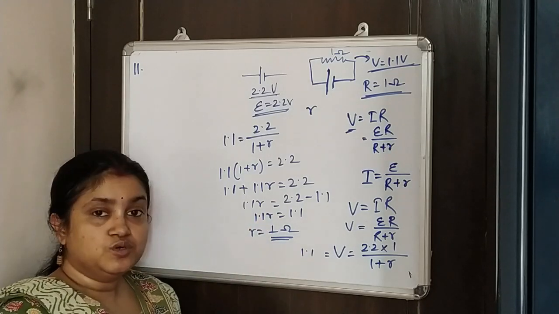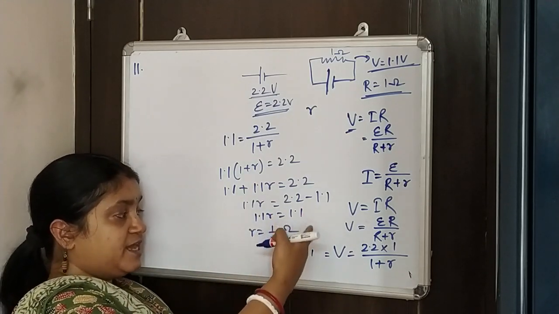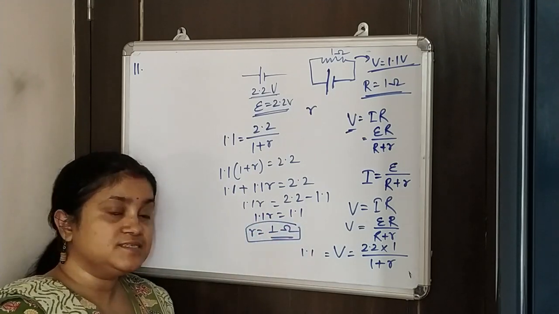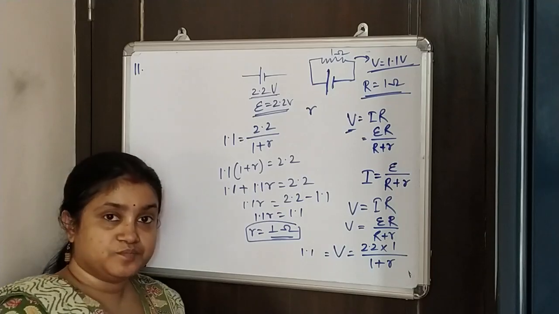Okay, so when we are doing this calculation and we are finding out the internal resistance to be 1 ohm.